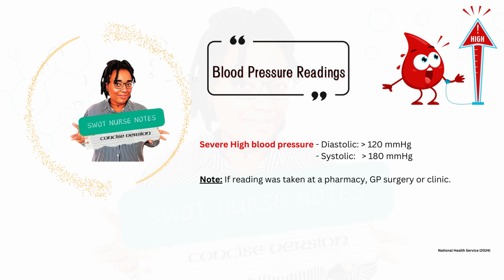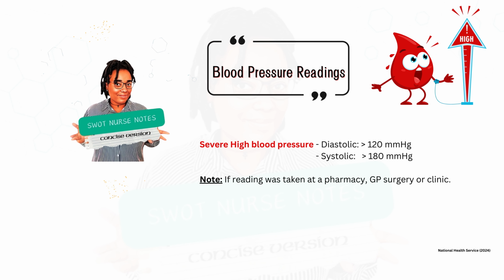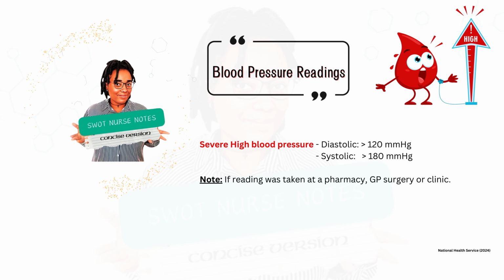Severe high blood pressure entails a diastolic reading greater than 120 mm of mercury and a systolic reading greater than 180 mm of mercury. Note carefully, this is only if the reading was taken at a pharmacy, GP surgery, or clinic. With this reading, urgent medical intervention will be needed.